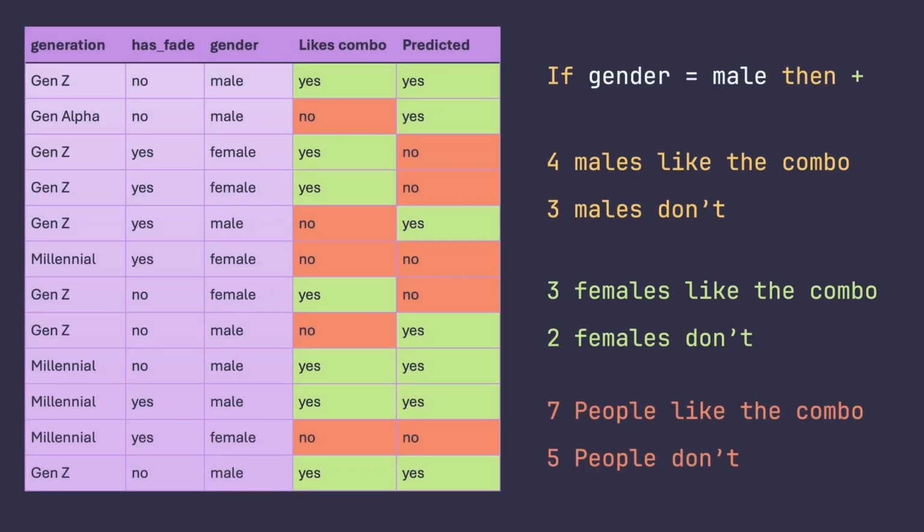So if you remember from the last video, we have a rule like this one. If gender equals male, then positive, meaning likes the combo. And with this rule, we try to predict the outcome. So in this case, you can see the first row right here, it would predict it correctly, but then the next row, it would actually incorrectly predict it. So the person actually didn't like the combo, but it predicted yes. This means that this rule, of course, is flawed.